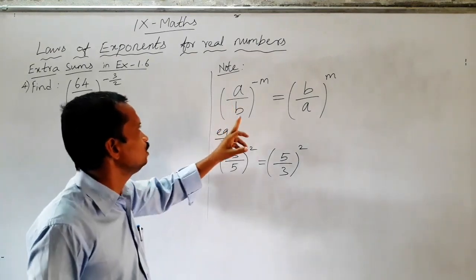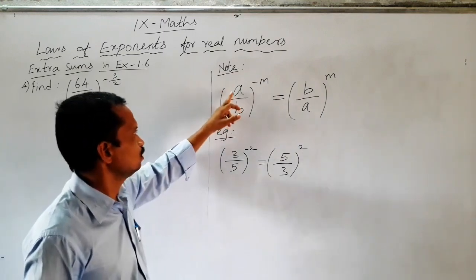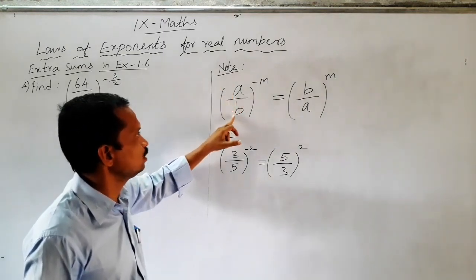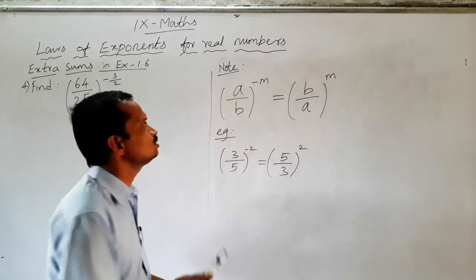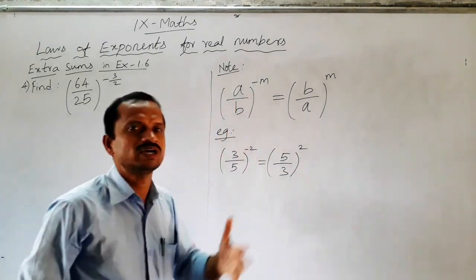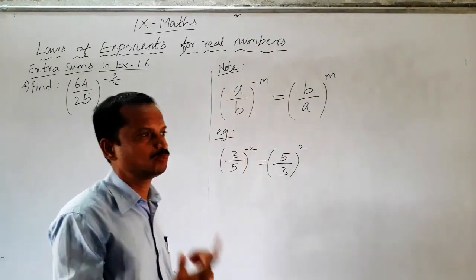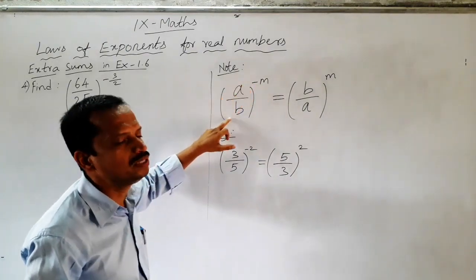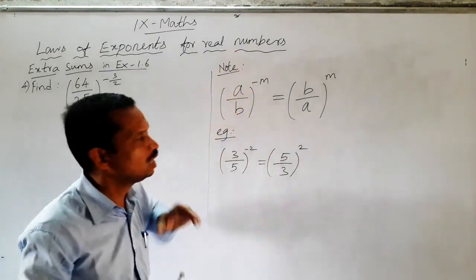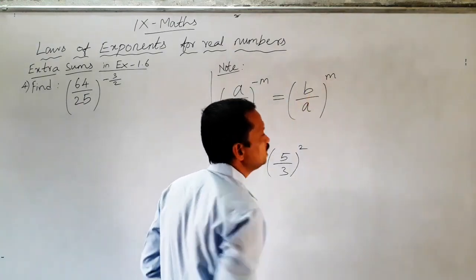a by b whole power minus m. You see the base: the numerator is a, the denominator is b. The whole thing, a by b, is the base whose exponent is minus m. So it is a negative exponent. Okay. a by b is the base whose exponent is minus m. So you have to read it as a by b whole to the power minus m, which is equal to b by a whole to the power m.